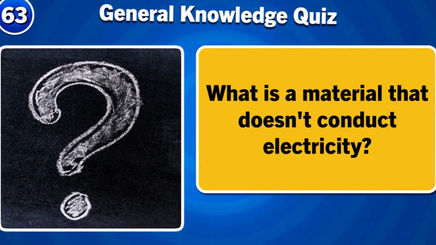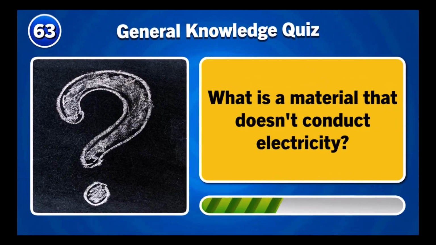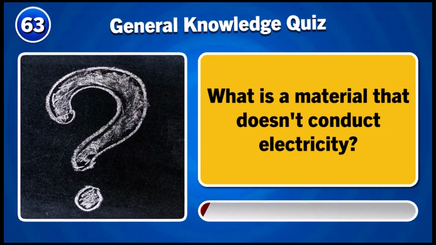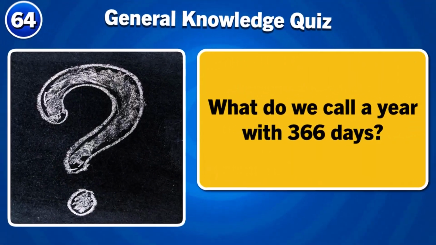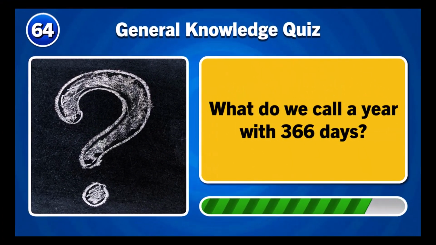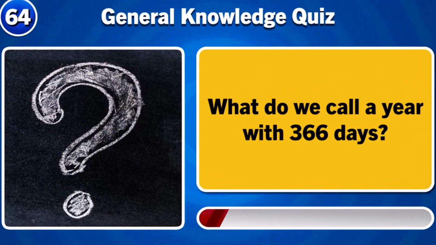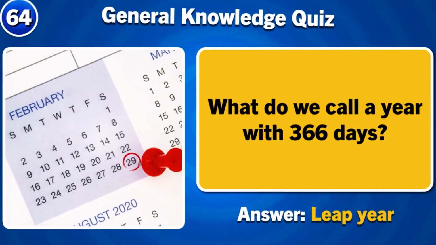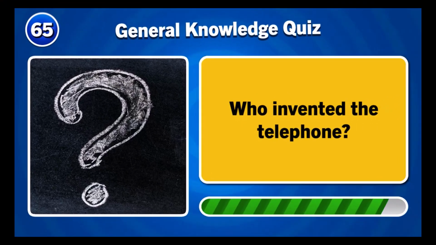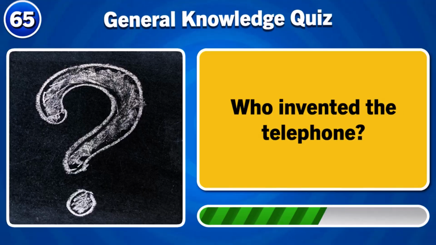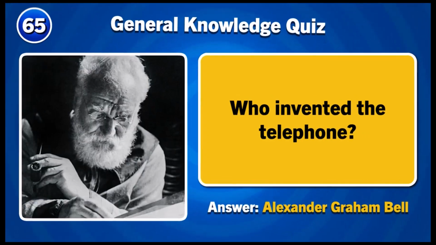What is a material that doesn't conduct electricity? Insulator. What do we call a year with 366 days? Leap year. Who invented the telephone? Alexander Graham Bell.